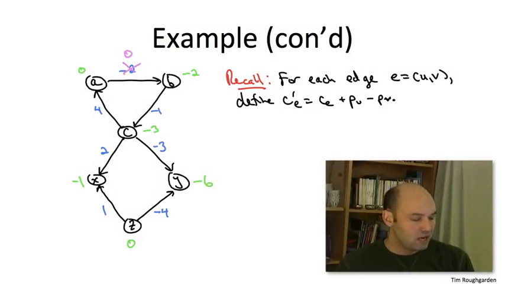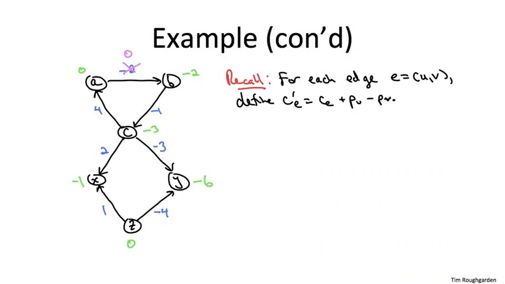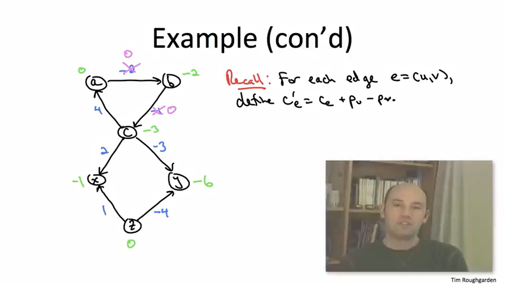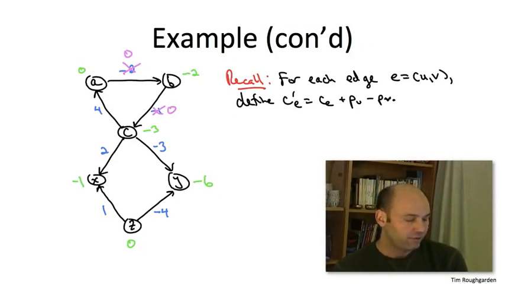Similarly, for the edge B comma C, we take the original length -1, we add to it -2, and then we subtract -3. That is, we add 3. And again, it all cancels out. We get 0 for the new cost of arc B comma C. For the arc C comma A, we take the original length 4, we add -3, and we subtract 0. So the arc C comma A has a strictly positive shifted length. It's now 1.